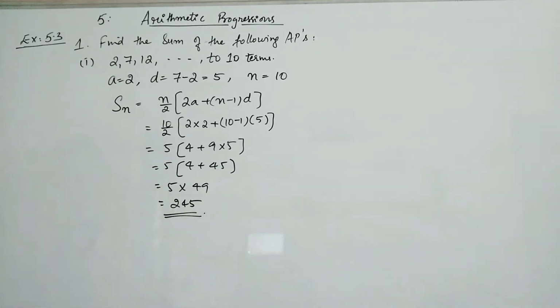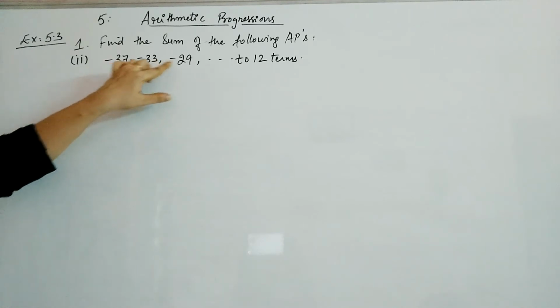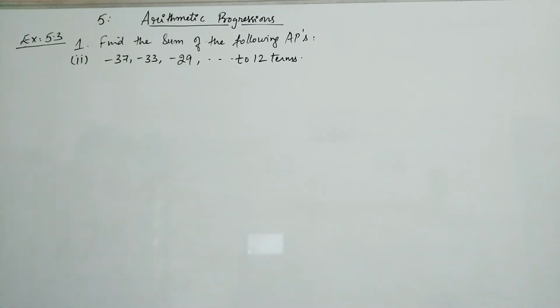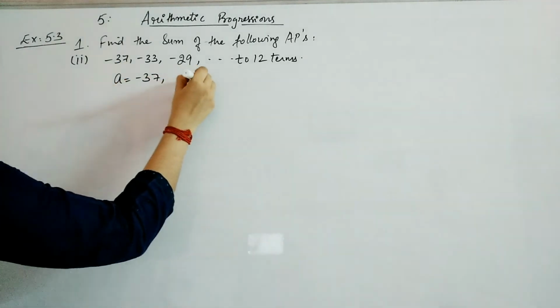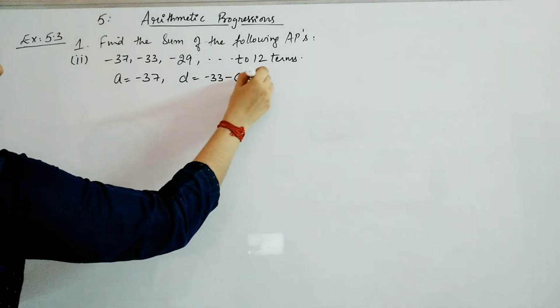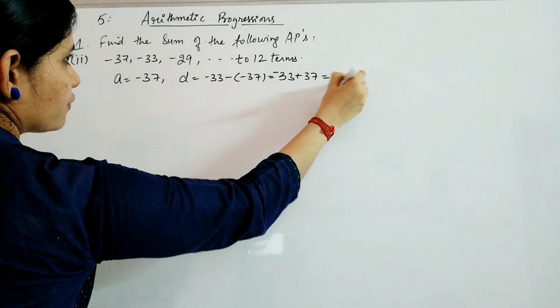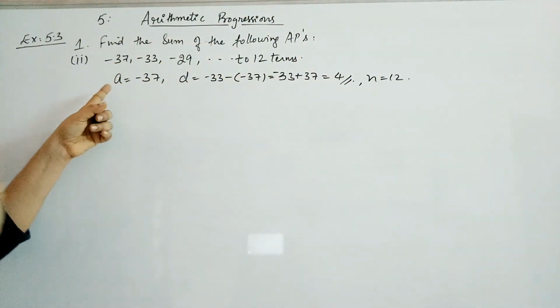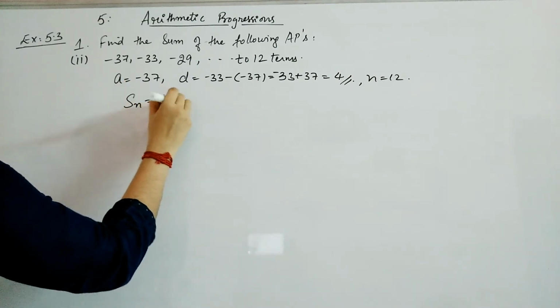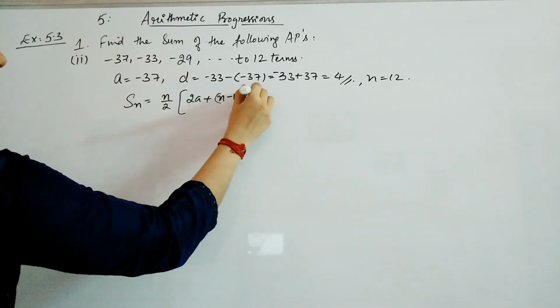245. Okay. Next subdivision is minus 37, minus 33, minus 29, etc. up to 12 terms. You have to find the sum. So again you have your a as minus 37, d as minus 33 minus of minus 37, which is minus 33 plus 37 equal to 4, and n is given to be 12, right? So now you will use again Sn is equal to n by 2, the formula is very important to write, into 2a plus n minus 1 into d.